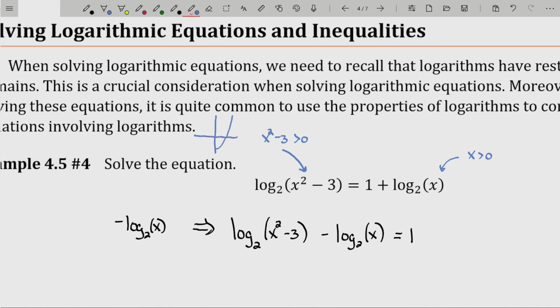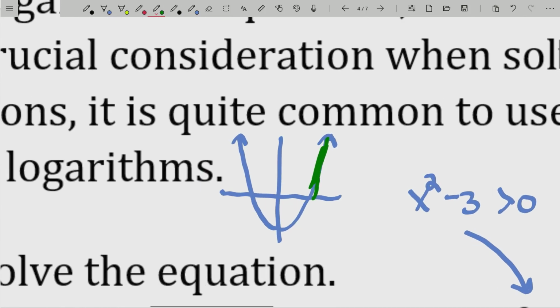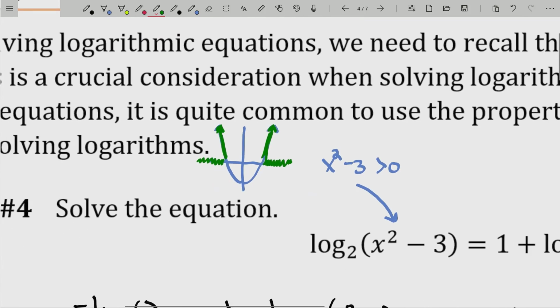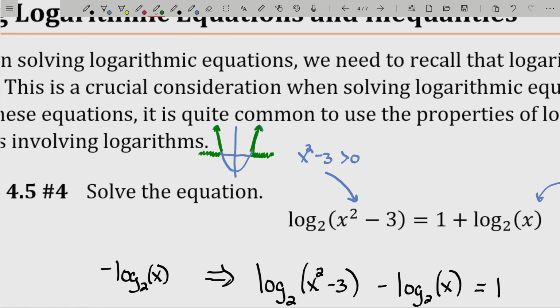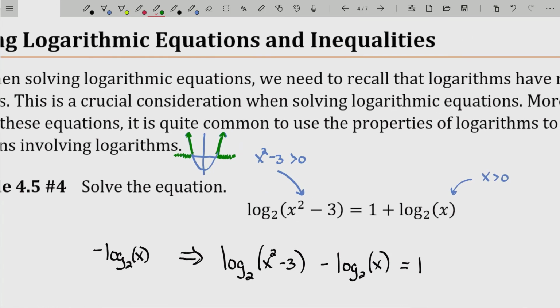This is just a parabola shifted down 3 units, so it looks like that. And you just want that parabola to be above the x-axis. So you're actually wanting this solution. Let me zoom in here. You want the x values that lead to these branches here. Those x values are everything greater than square root of 3 and everything less than negative square root of 3. Well, the fact is that you can't have anything less than negative square root of 3, because we're requiring that x be greater than 0 as well.